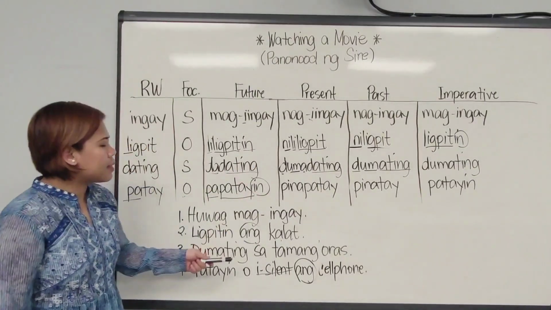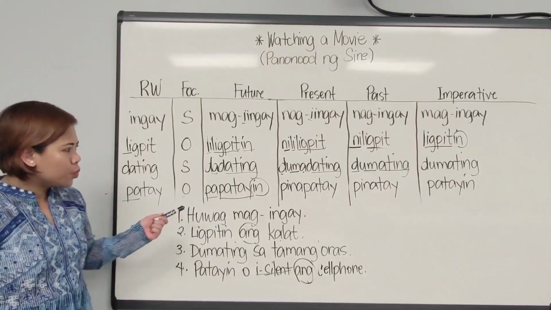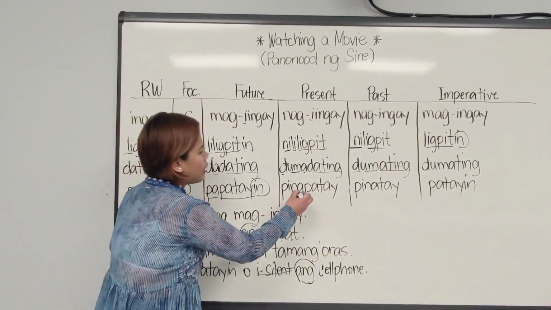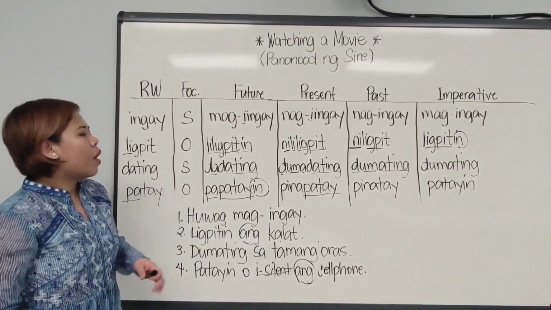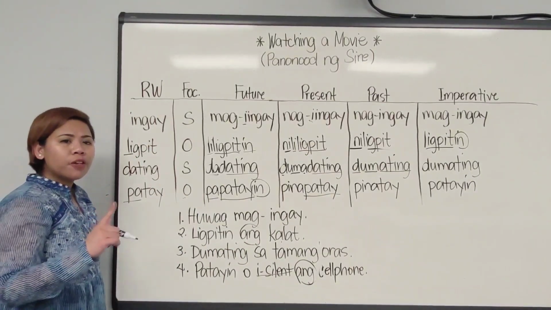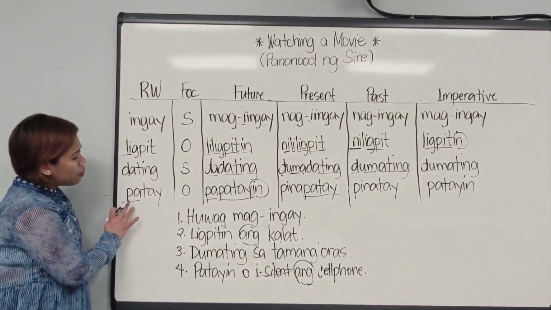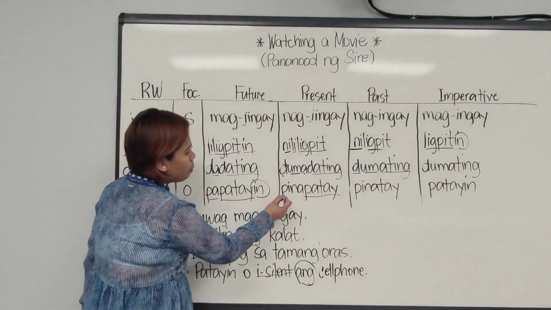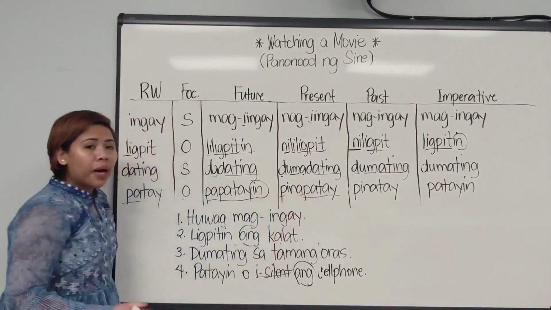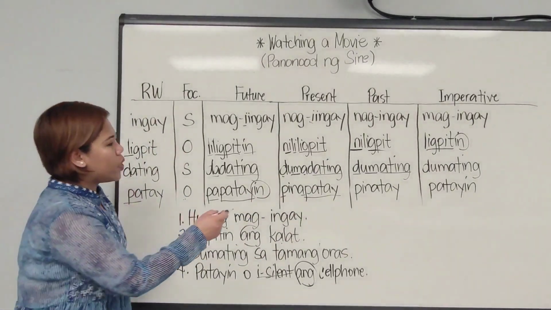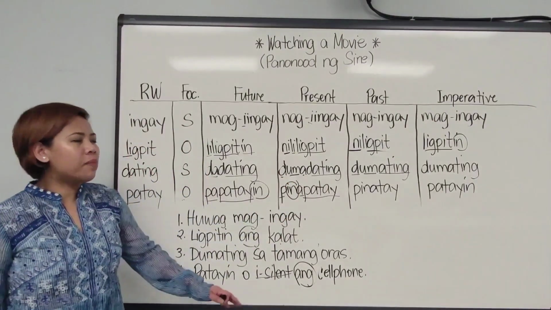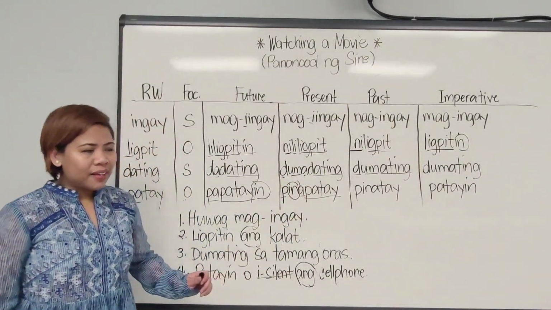Now, for the present, we need to locate our root verb still. So, our root verb is here, patay. Now, what did we add? Actually, we also repeated the first syllable of the root word patay. We can see it here, P and A. So, it's actually papatay. But we inserted an infix here, which is the in. So, it became pinapatay.